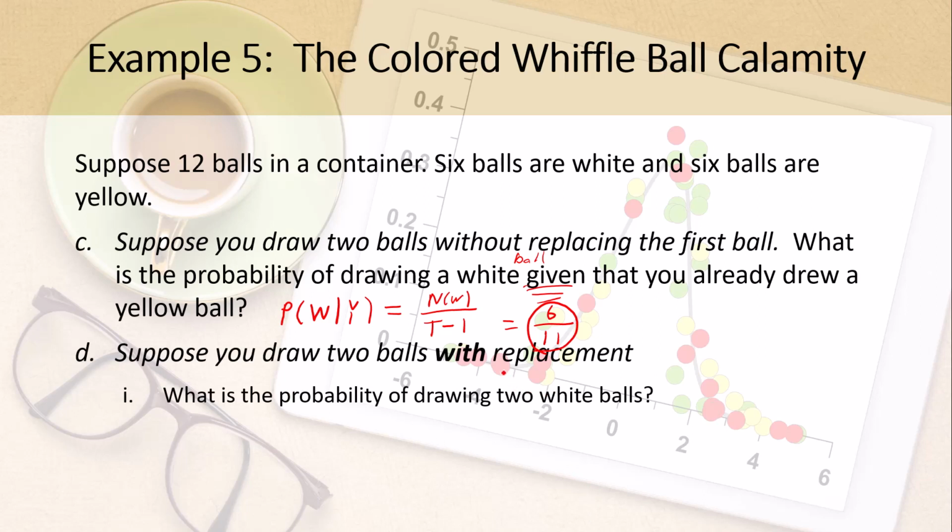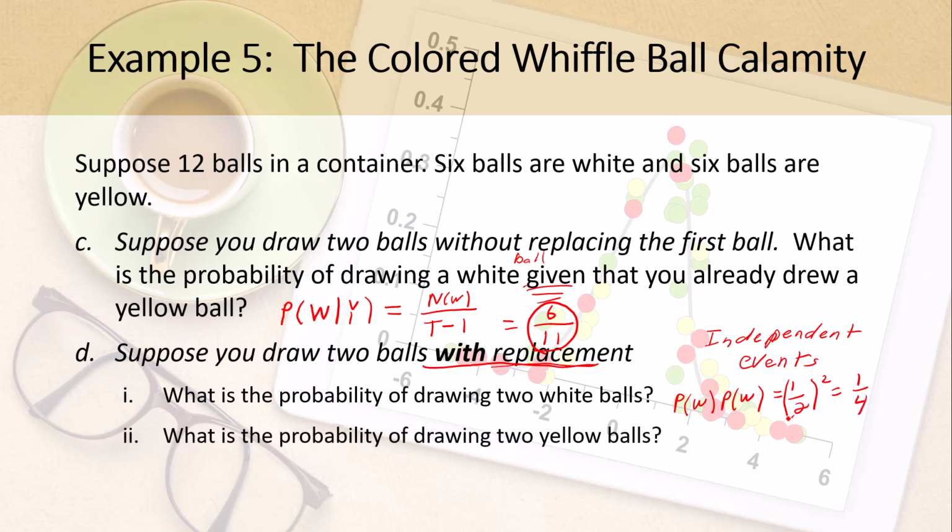Now, suppose that you drew 2 balls with replacement. Since you see the word with replacement, these are independent events. When it says without replacement, dependent. With replacement, independent. What is the probability of drawing 2 white balls? The probability of drawing 2 white balls, since we have independent events, is going to be equal to the probability of drawing a white ball times the probability of drawing a white ball, which is going to be 1/2 squared or 1/4. Okay, next. What's the probability of drawing 2 yellow balls?